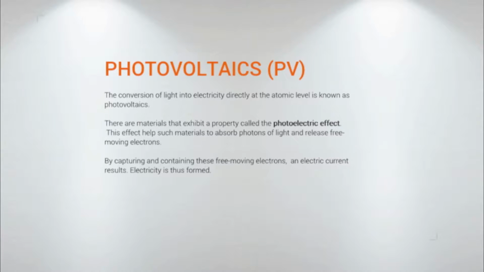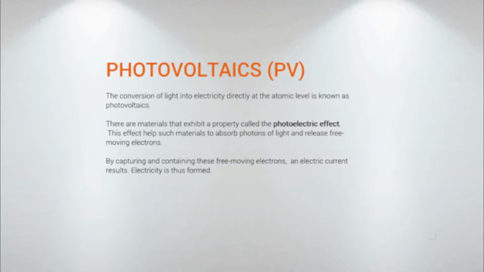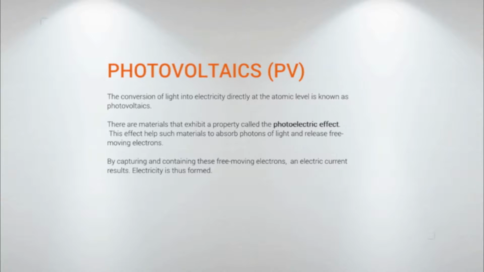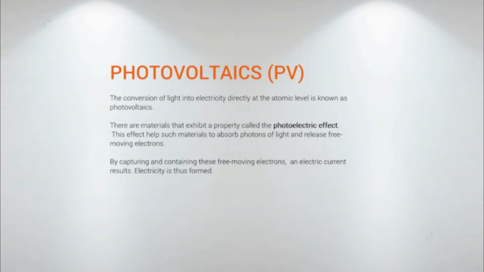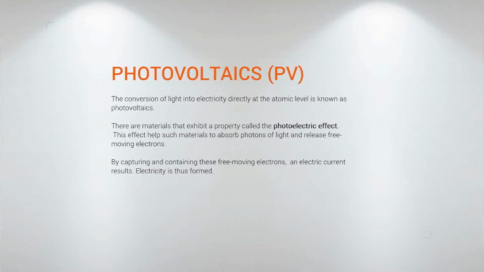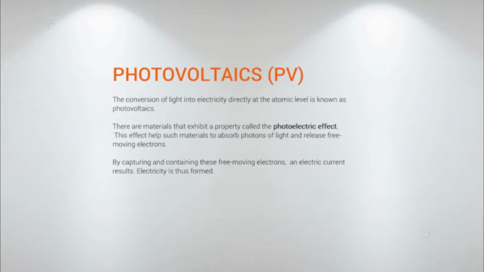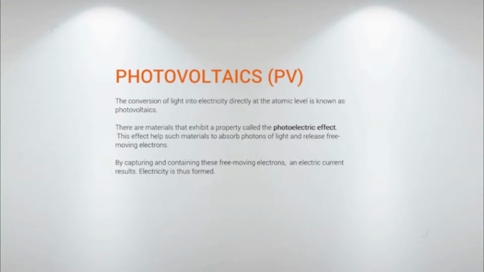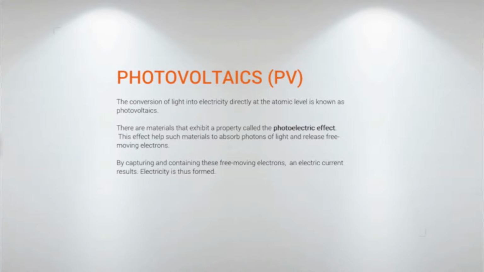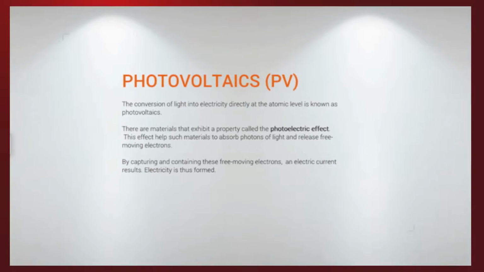The conversion of light into electricity at the atomic level is known as photovoltaics. Materials that exhibit photoelectric effect absorb photons of light and release free-moving electrons. By capturing and containing these free-moving electrons, electric current results. Thus electricity is formed.